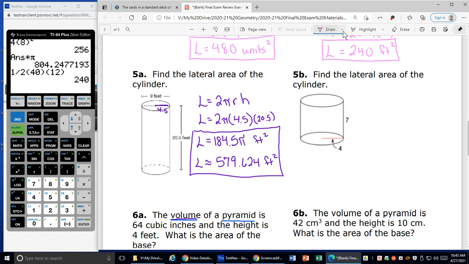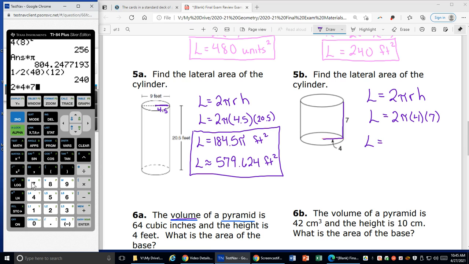So that means my formulas, again, will be the same, and I don't need to go look at that formula chart. My lateral area is 2 pi RH. So my lateral area is 2 pi times my radius, 4, times the height, 7. My exact answer, 2 times 4 times 7, is 56 pi.